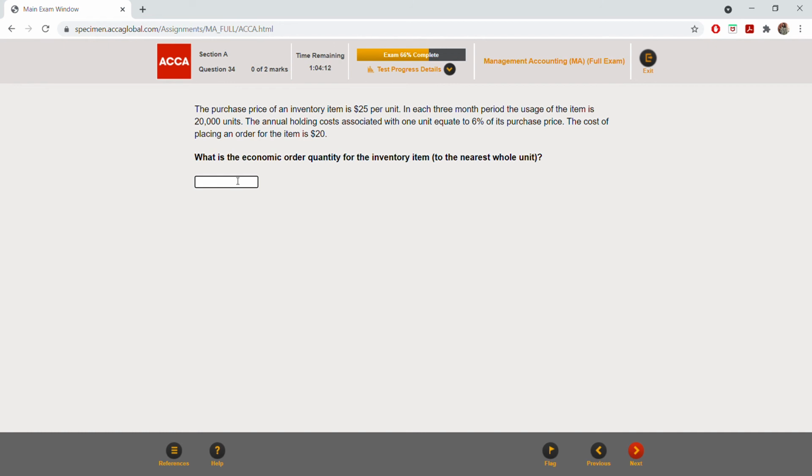So just use the formula of EOQ. The purchase price of the inventory item is 25 per unit. In each 3-month usage is 20,000 units. Annual holding cost of 1 unit is 6% of its purchase price, and the cost of placing an order for an item is 20. So what do we do? It is 2 into 20 into 80,000, because 80,000 is what?